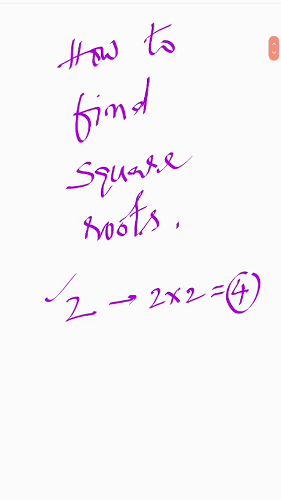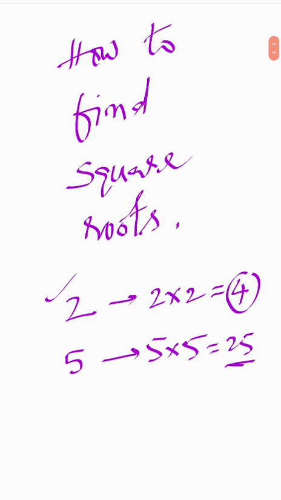Or otherwise I'll take one more number. If I take 5, what is the square of this number? I'm not asking square root. What is the square of the number? So 5 into 5. The square of a number means the same number we have to multiply 2 times. Then we'll get the square of the given number.